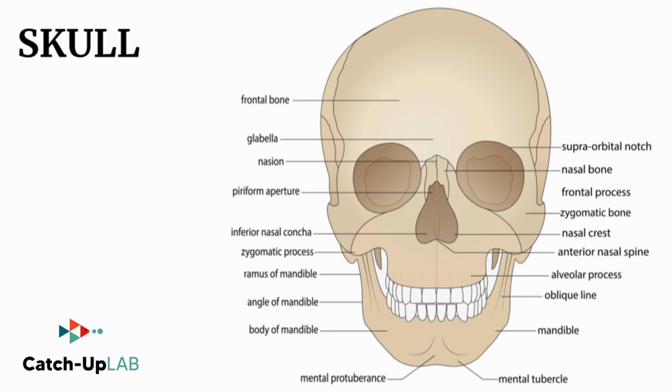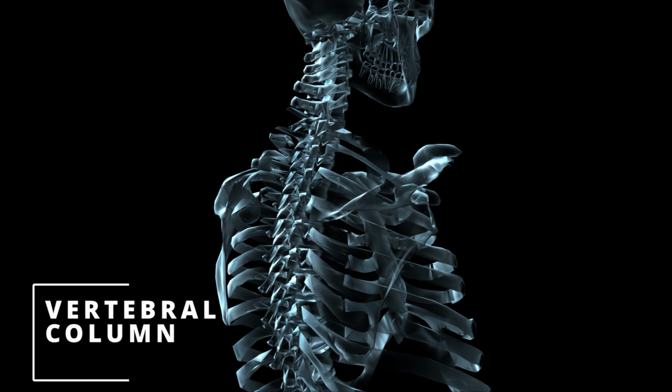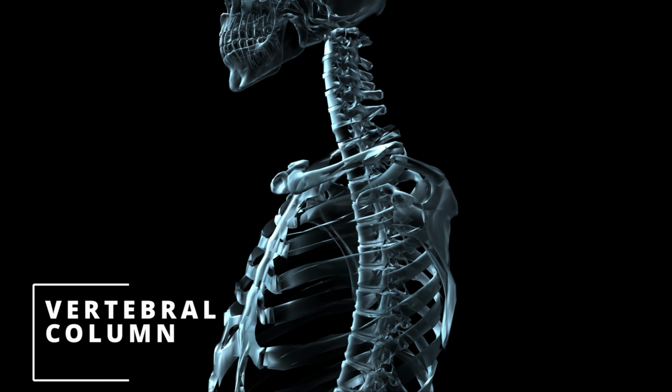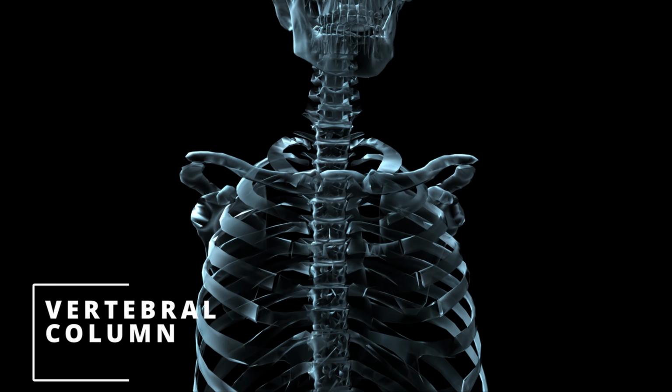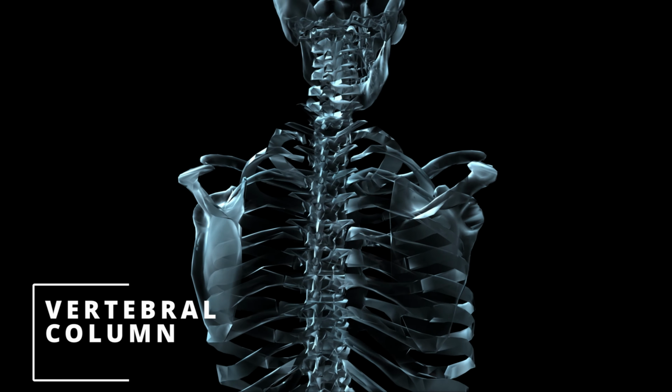The second part of the axial skeleton is the vertebral column. It is shaped like a chain, consisting of 33 small bones called the vertebra. We know this chain most commonly as the spinal column. It surrounds a very important part of the body called the spine.